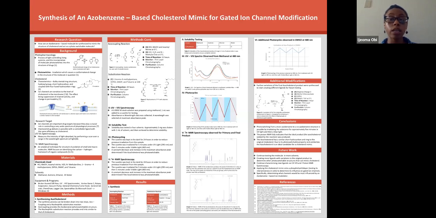So for future work, I plan on continuing to make different molecules similar to that of cholesterol. I continue to keep on testing more ligands. And overall, in terms of world applications, this molecule really can be used as an ion modulator to possibly help with drug delivery, especially for drugs such as diabetic medications.